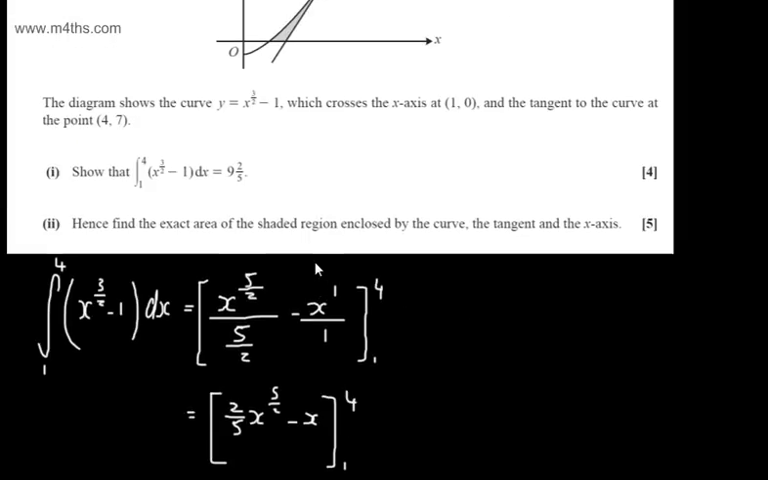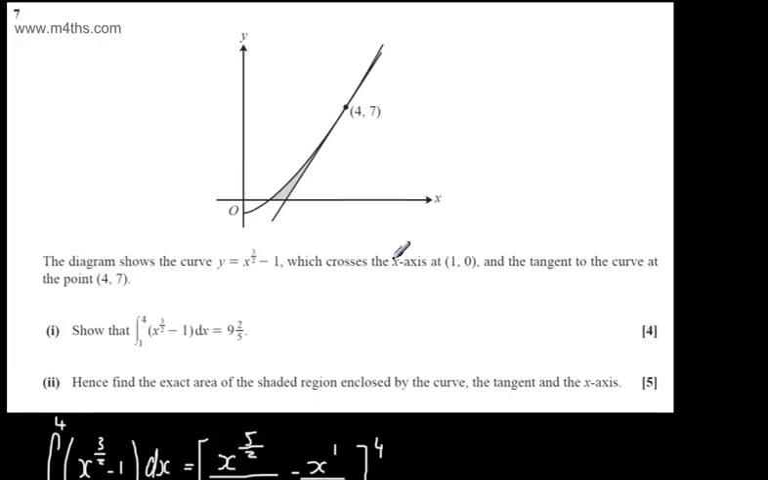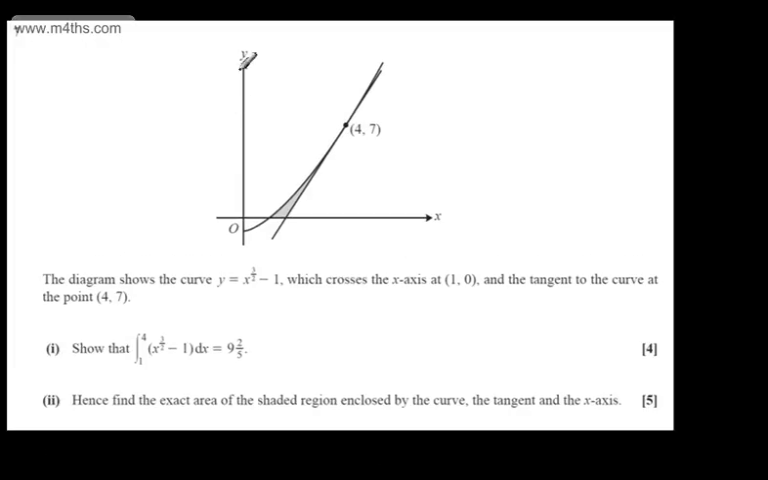and showing this integral. Okay, in the next part, for 5 marks, it says, hence, find the exact area of the shaded region enclosed by the curve, the tangent, and the x-axis. A couple of different approaches I'm looking at with this one. What I'm going to do is find the area of this triangle just here and subtract it away.